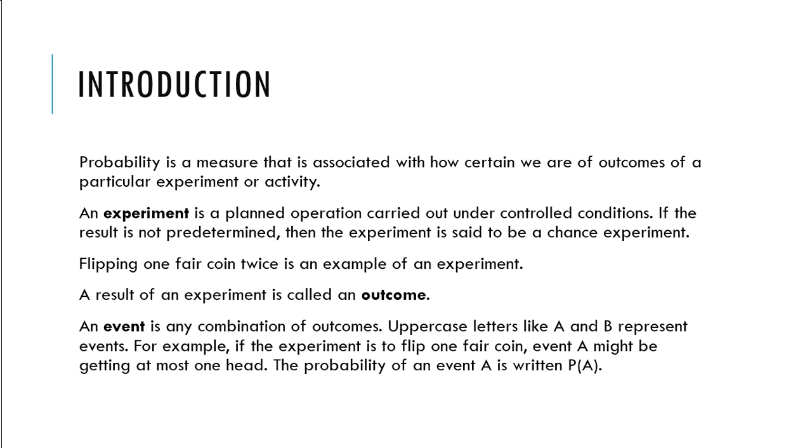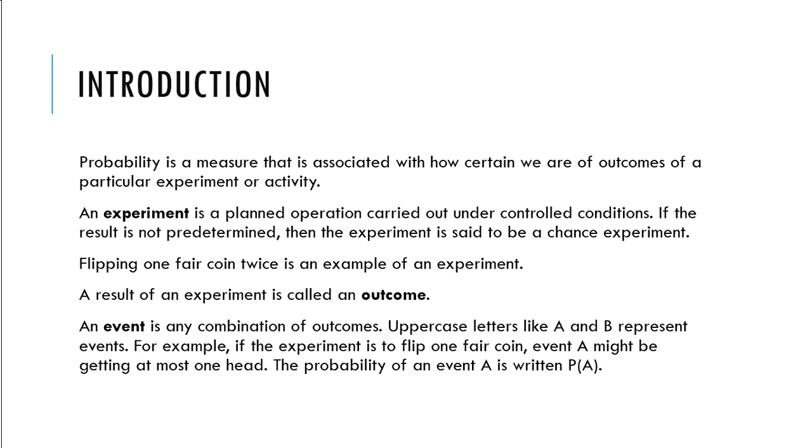If the result is not predetermined, then that experiment is said to be a chance experiment. It's kind of like trying to win the lottery. If you're having an experiment where you buy a ticket to see if you win the lottery or not, you can or you might not. The odds are that you wouldn't, but that's an experiment. Another example is flipping a coin twice. And a result from an experiment is called the outcome. That just means what happened once the experiment has concluded.